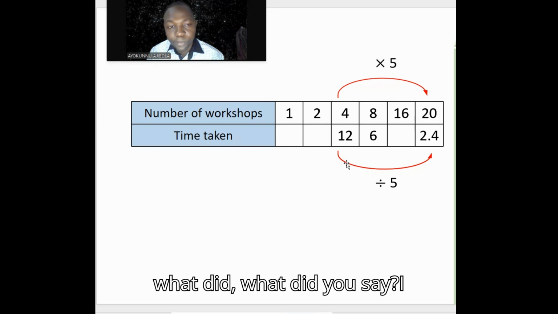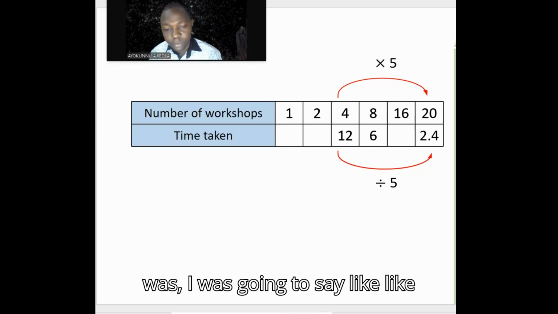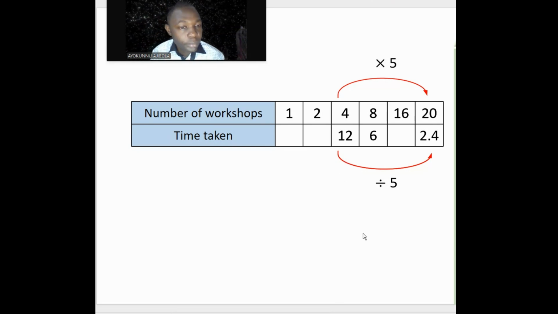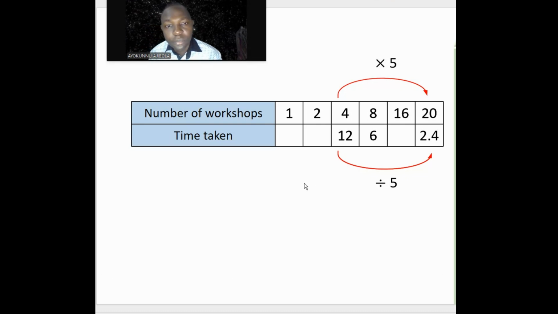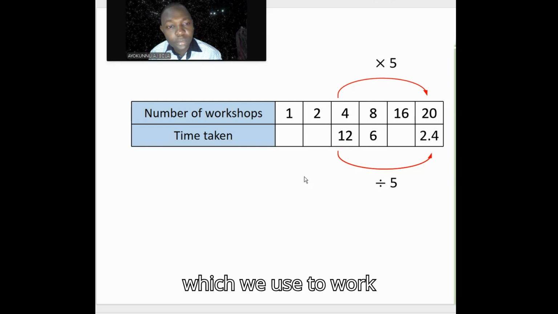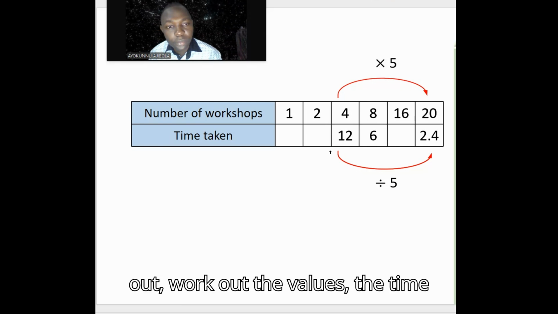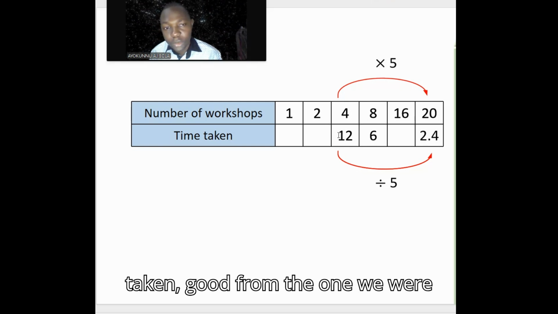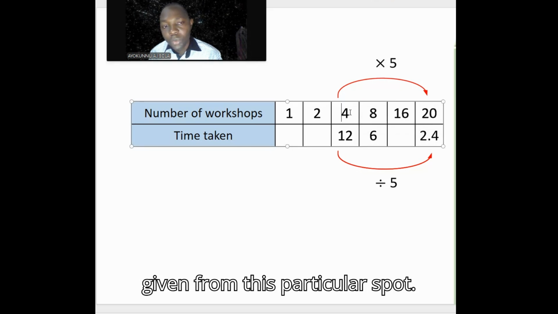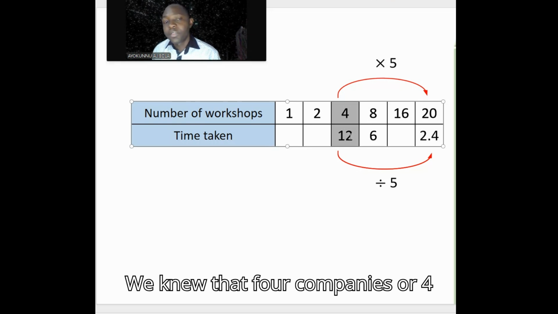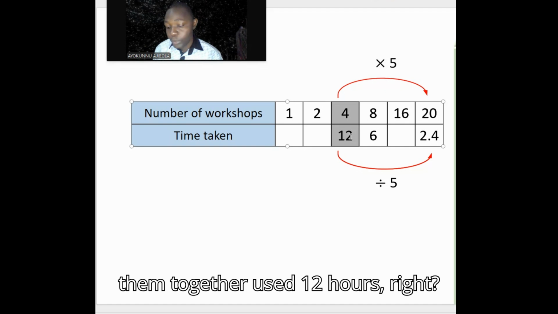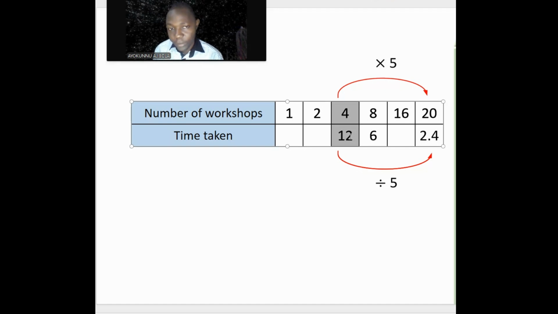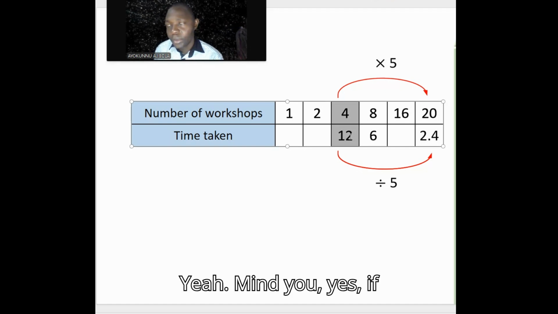What did you say? I was going to say, how do we find out the relationship which we use to work out the other values in the time taking column? Good. From the one we were given, we knew that 4 workshops were using 12 hours. All of them together used 12 hours, right?